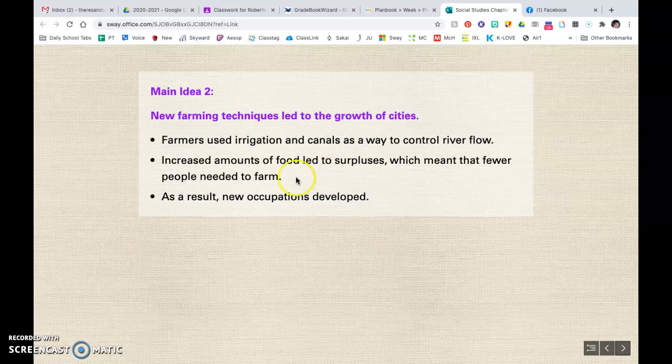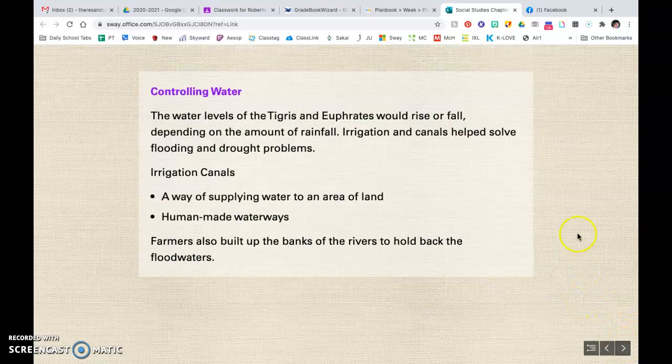So now we don't need as many people to farm. So up to this point, it was all about survival. And now we're getting to the point of where we can live and enjoy a little bit. So as a result of not needing as many farmers, we have new occupations that are developed during this time.